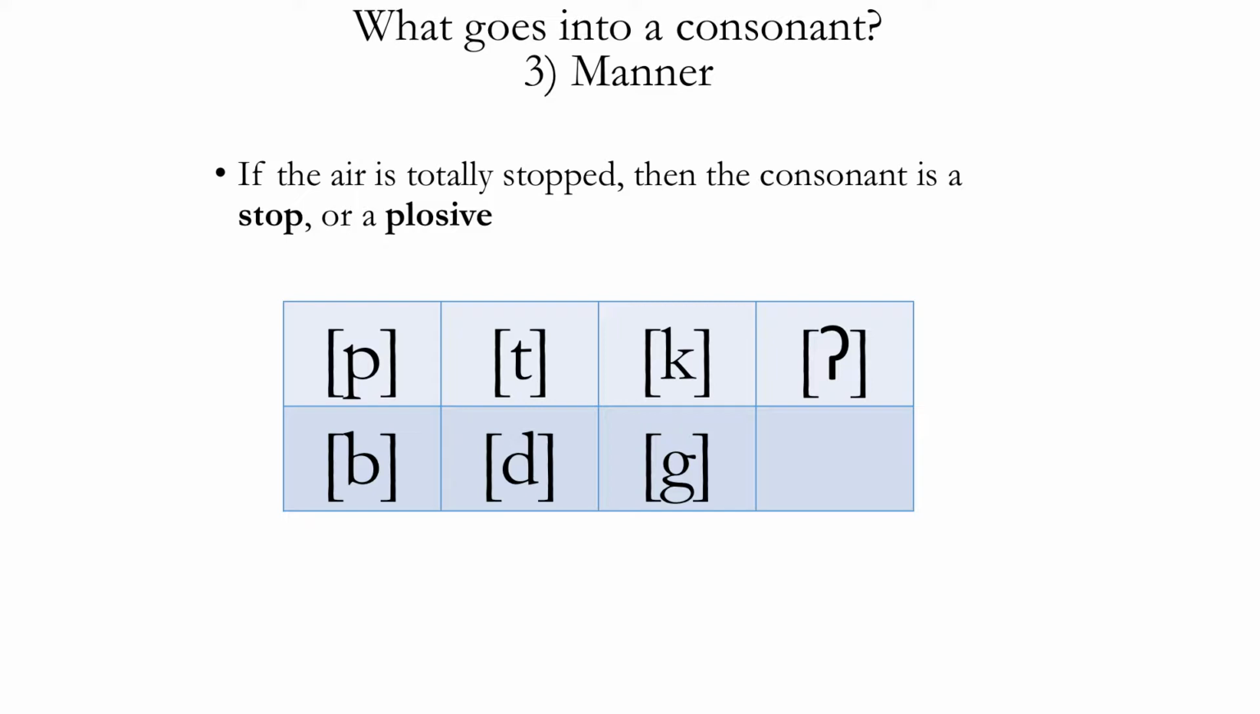So p and b are bilabial stops. I can't hold on to a p. I have to go p, p, p, and say it over and over again. T and d are alveolar stops. K and g are velar stops, at the velum. And then there is a glottal stop. This top row are voiceless sounds. The bottom row are voiced sounds. These are bilabial, alveolar, velar, and glottal.